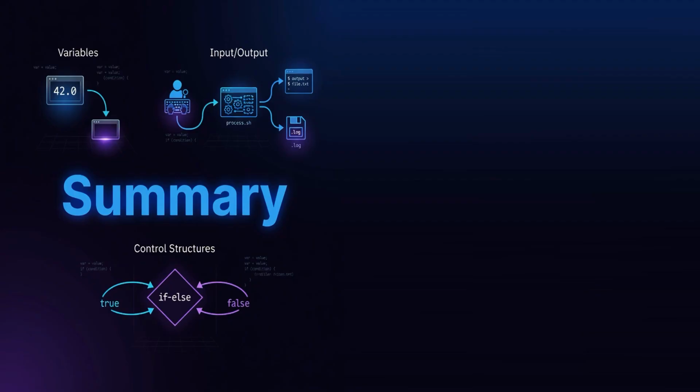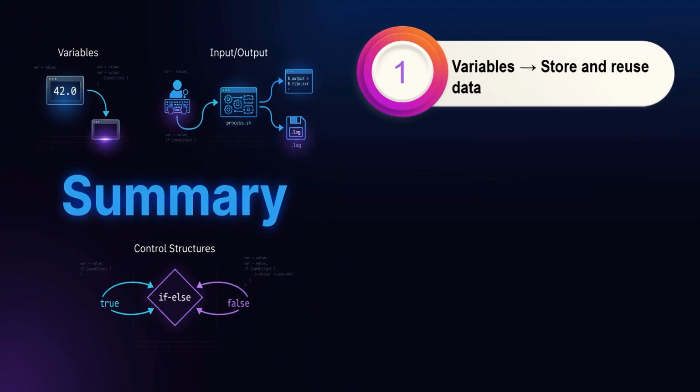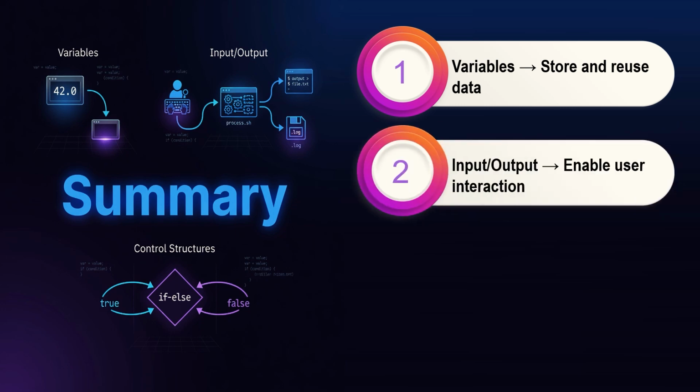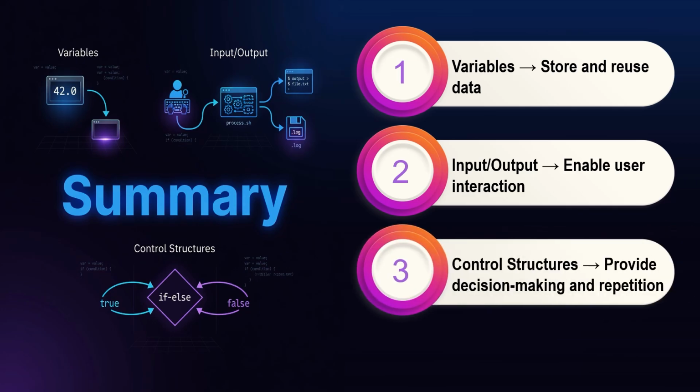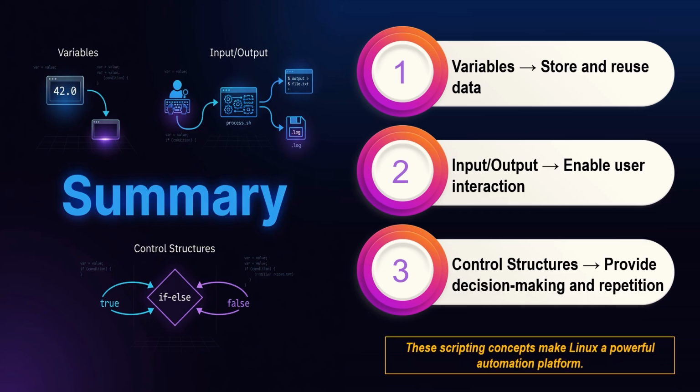Now we will summarize what we have learned today. We have learned how to use a variable, how to store and reuse data, how to perform input and output, how to interact with the user, and how to use the various control structures for decision making and repetition. These scripting concepts make Linux a powerful automation platform. In the next lecture, we will explore conditional statements and operators for shell programming.